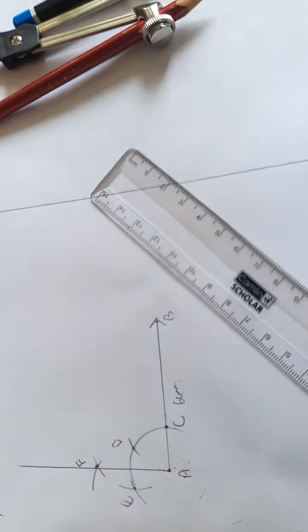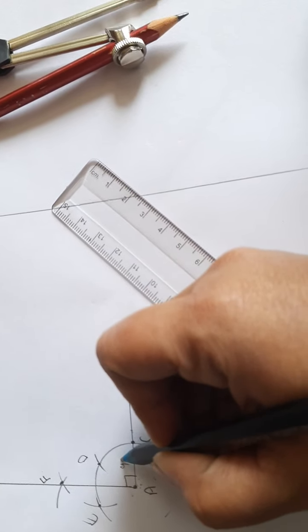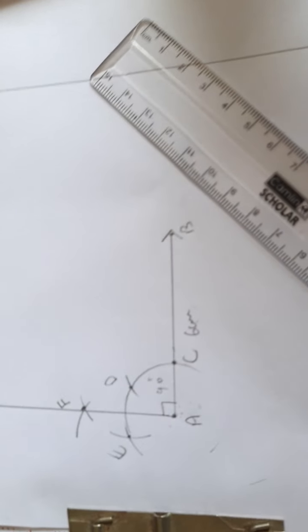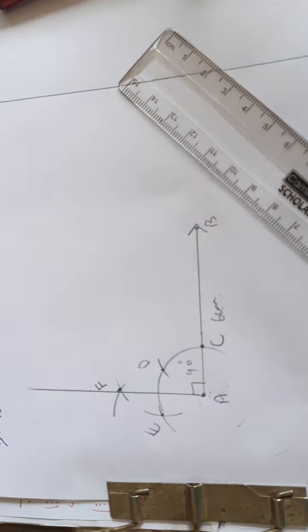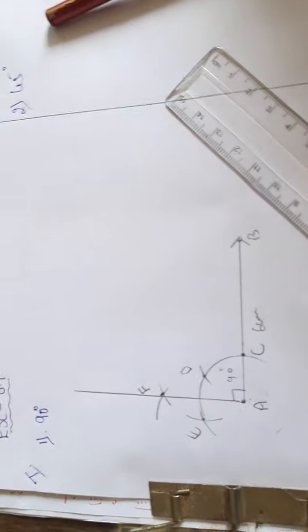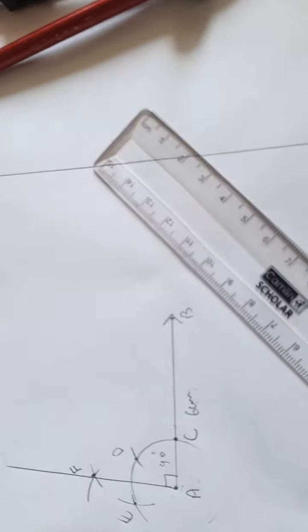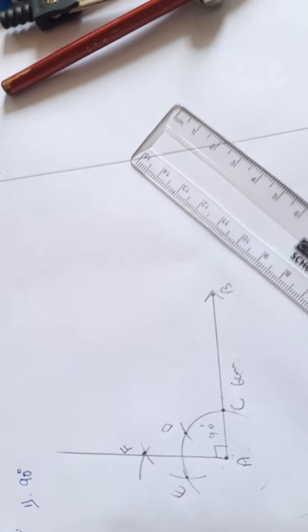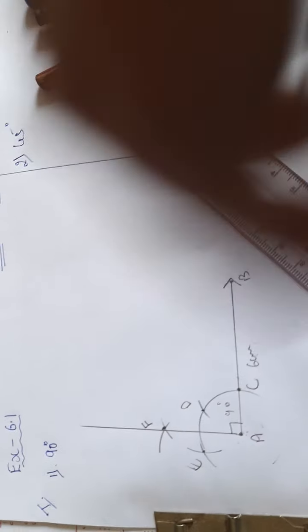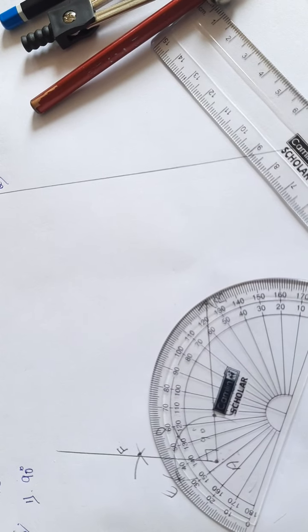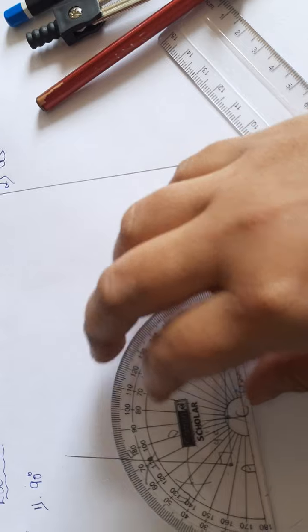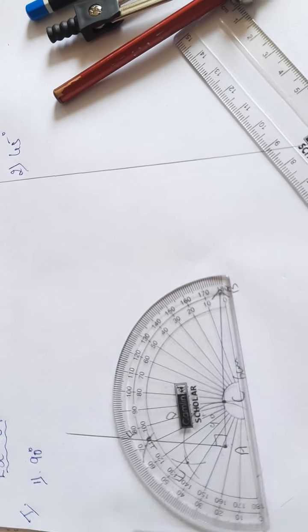Now, don't you think this angle A is 90 degree? This angle A formed is 90 degree, children. Now to verify, what we will do is take the protractor, keep it at point A, that is the initial point of our ray AB, and check whether the angle is 90 degree. Let me unclip the paper.